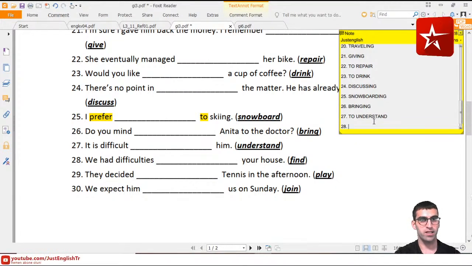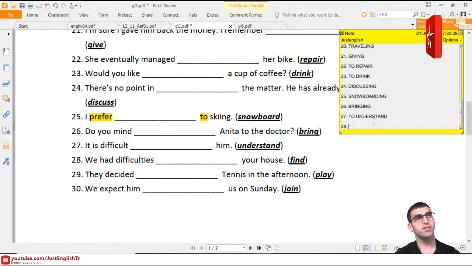28. Oh, we had difficulties. Your house. We had difficulties. Wow, I've seen an answer here by Gülsafa. Gülsafa says 28 is finding. Okay, let's wait for the rest of the students to get the correct answer, and then I will check all of them whether they are correct or not.